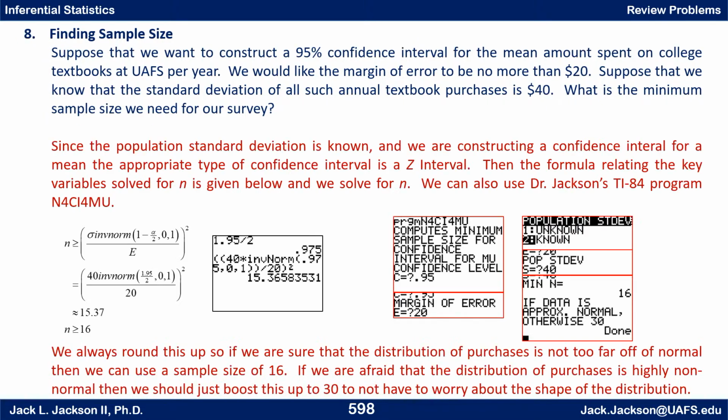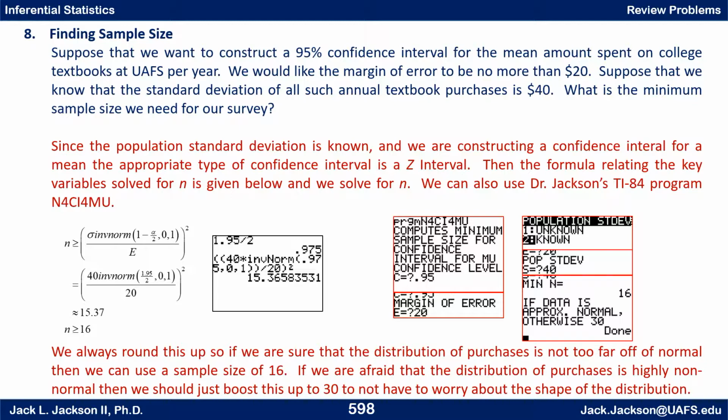Okay, hopefully you realize that we're testing means here, not proportions. Since the population standard deviation is known, we're constructing a confidence interval for a mean. I said proportions, but we're testing means here. The appropriate type of confidence interval is a Z interval.